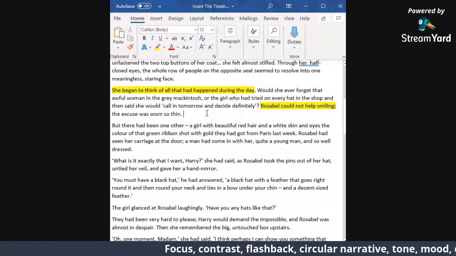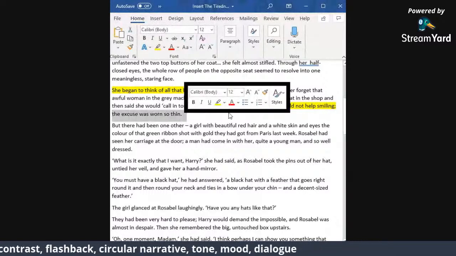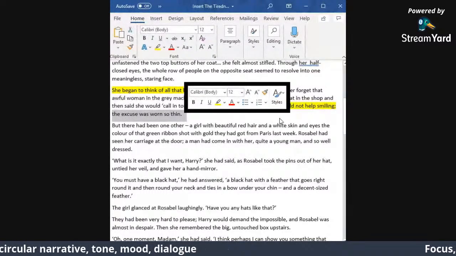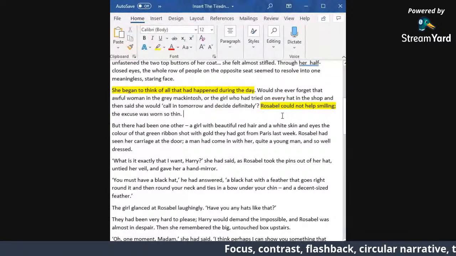And she is obviously very experienced, because she knows that that lady is like a lot of other ladies who come into the shop, and the excuse was worn so thin. Somebody makes a promise that breaks it.